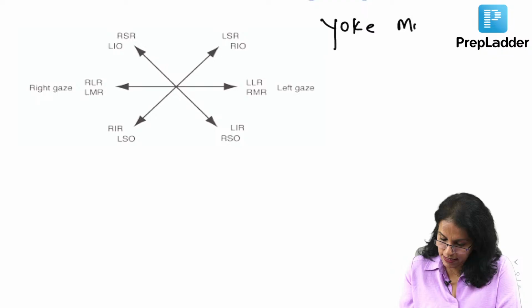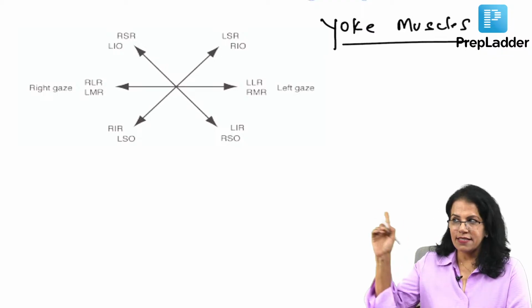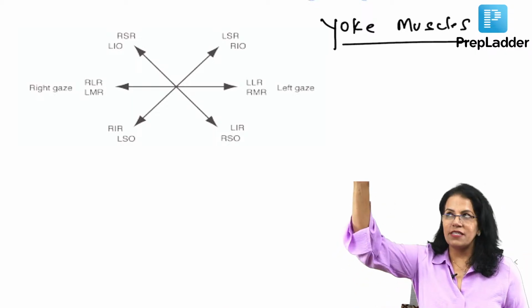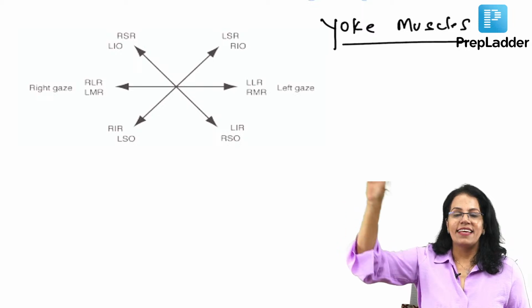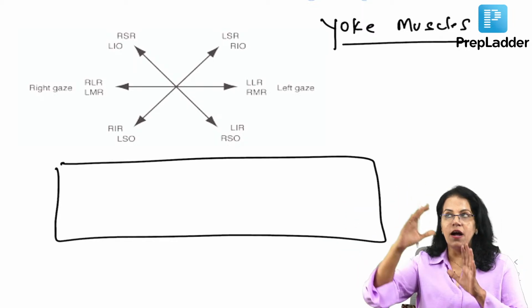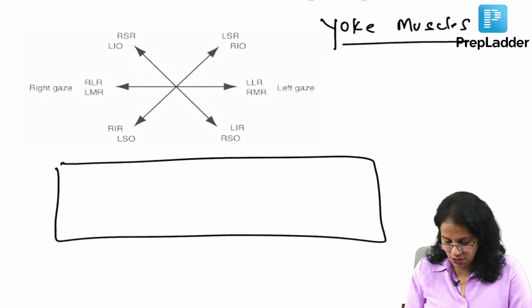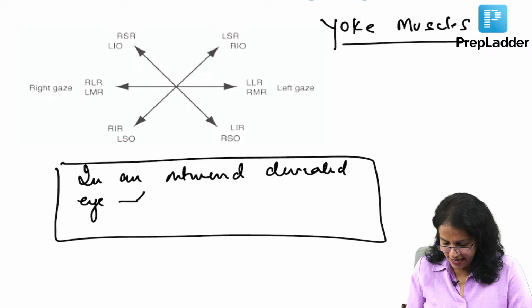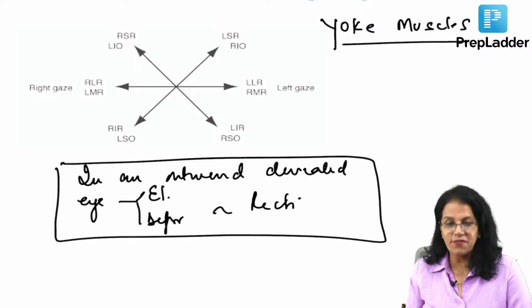they are contralateral synergists. So what are yoke muscles? They are contralateral synergists. So if you are looking towards your right, it is right lateral, left medial. Towards your left, left lateral, right medial. What about this one? Dextroelevation. What did I teach? We are revising. Let's put in the box again. In an outward deviated eye, the action of elevation and depression is of recti, and vice versa.